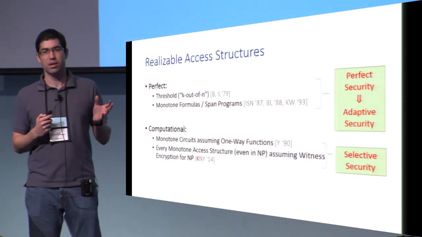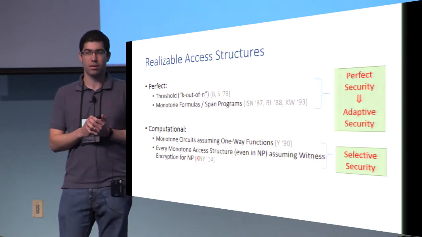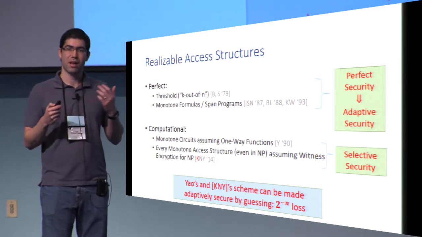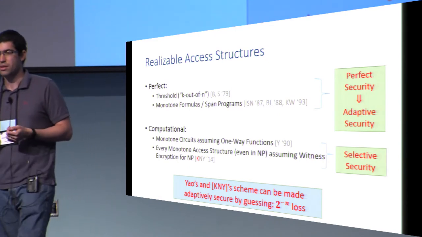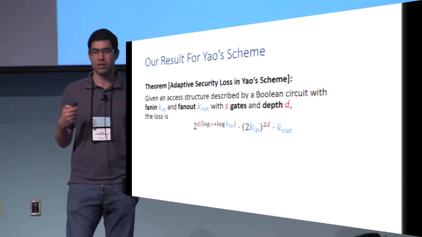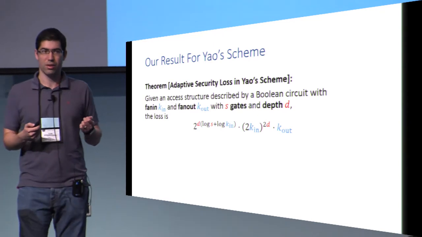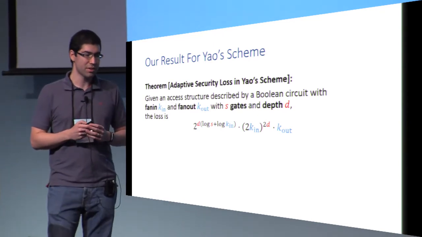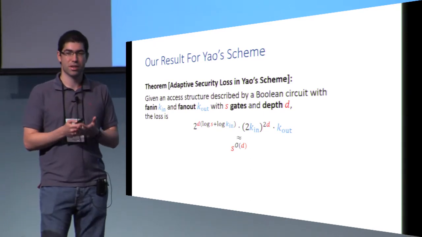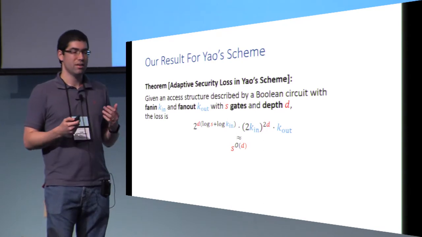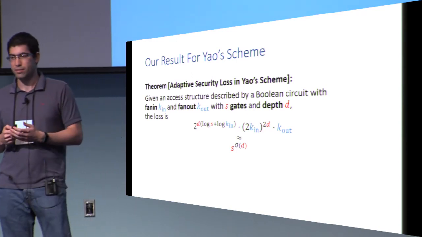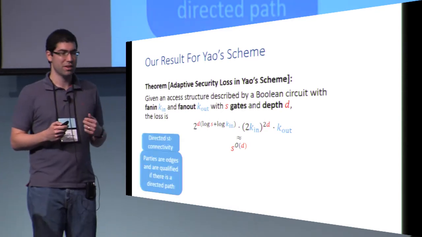What we currently know is that both of these schemes are only selectively secure. We have no result about their adaptive security. Of course, you can do what I said in the beginning, a hybrid argument and guessing, but lose a 2 to the n factor in security, which is something we would like to avoid. So our result is the following. Our result says that if the access structure is described by a monotone circuit of size S and depth D, then Yao's secret sharing scheme is adaptively secure, and the loss is only S to the D, and not 2 to the n, which is much better in several cases.